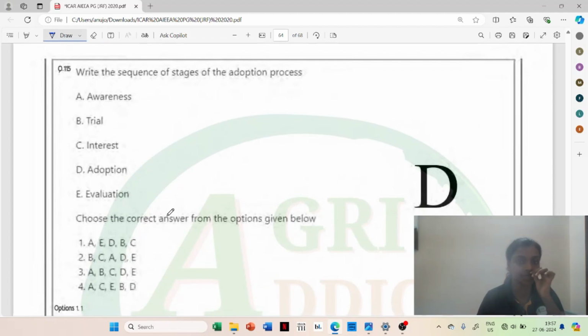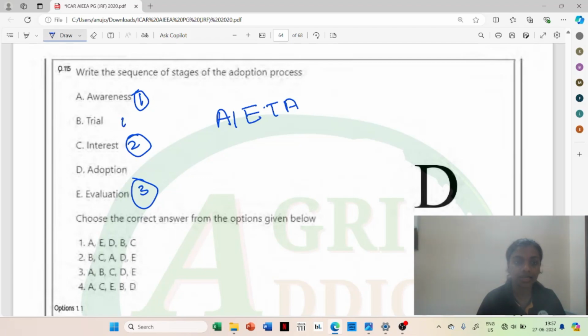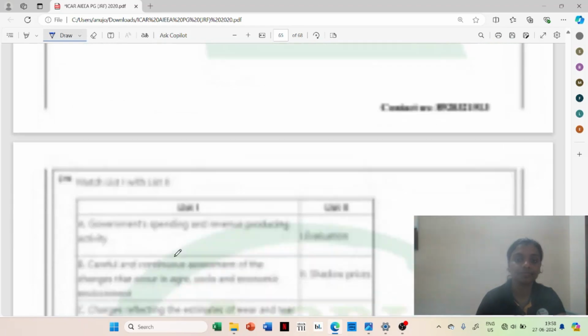Write the sequence of the stages of the adoption process. Again, the stages are asked to keep in order. So for the adoption process, just remember AIETA: attention, first awareness, sorry, second one interest, evaluation, trial, and adoption. Answer is A, C, E, B, D. Option fourth one, A, C, E, B, D. Okay, so this is the answer.